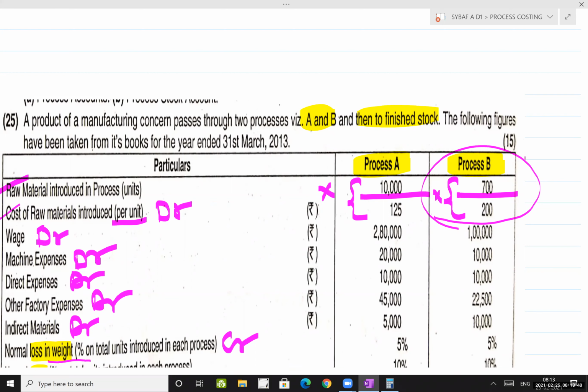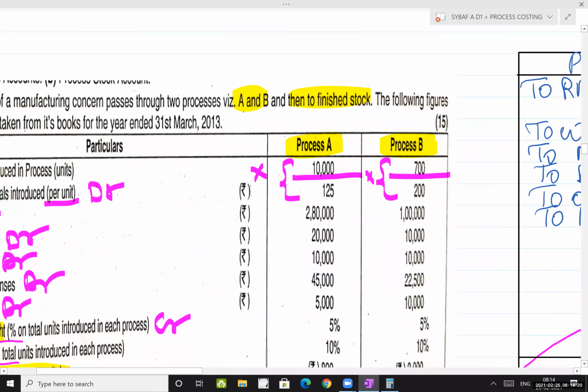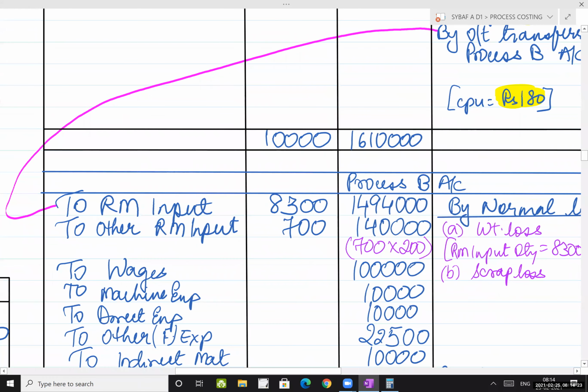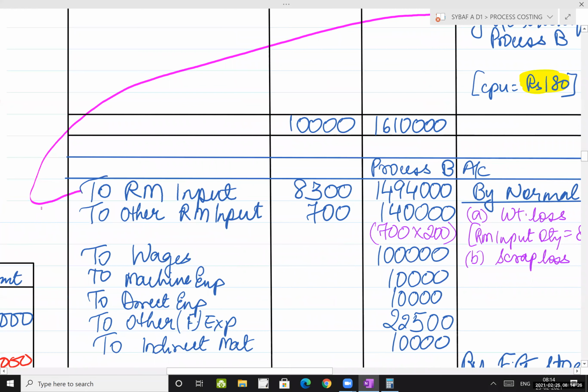So there are actually two raw materials for process B. I repeat, one from process A, which has come as an output from process A, which has become input for process B, and the other one which is introduced in process B as other raw material. Am I clear? समझ में आया? Okay, fine. So see, there are two raw materials. This is raw material 1, this is raw material 2, other raw material.